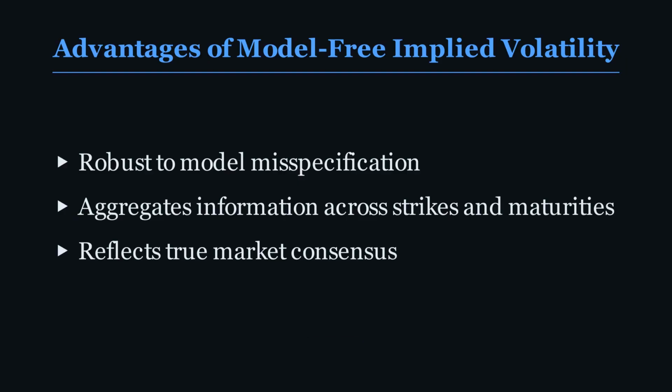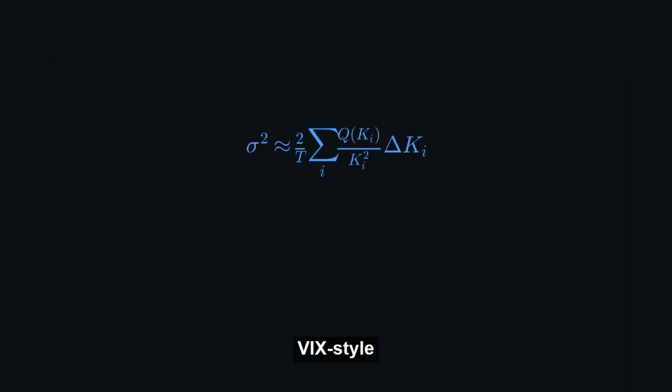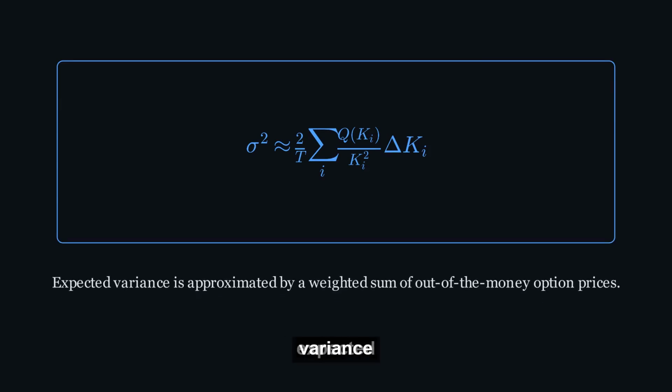the underlying asset. The core idea behind the VIX-style model-free calculation is that the expected variance of an asset's return over a specific period can be approximated by a weighted sum of out-of-the-money option prices. Specifically, the variance $\sigma^2$ is proportional to the sum of the prices of out-of-the-money calls and puts, weighted by their respective strike prices. This elegant formula, derived from no-arbitrage arguments, directly links the market's perception of future volatility to observable option prices, making it a powerful and theoretically sound measure.